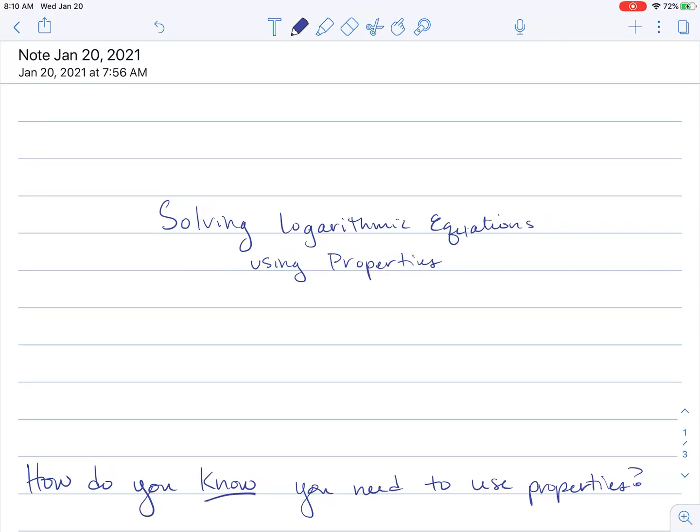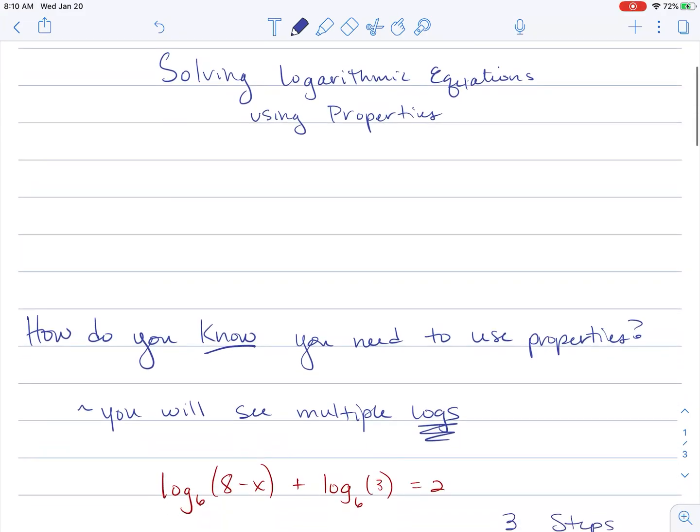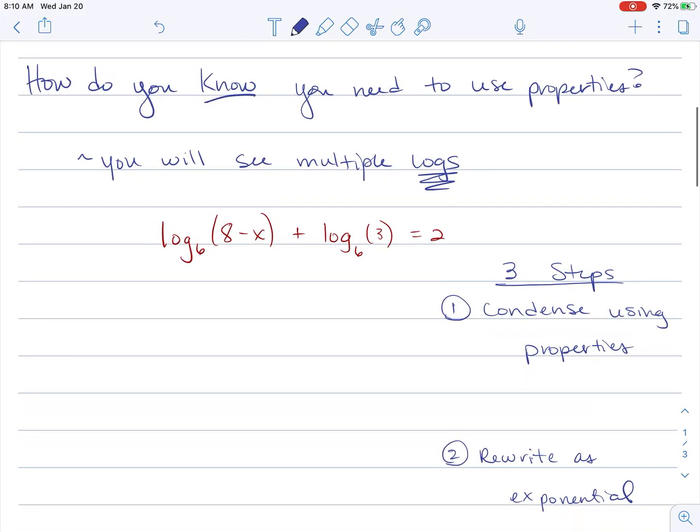The topic of this video is centered around solving logarithmic equations when you have to use properties. So I'm assuming the top question that you'd be asking yourself is, how do you know you need to use properties? And the answer is, you will see multiple logs on one side of the equation. So in this case, if you look here, you can see that there are two logs on this side. Because there are two logs, we need to use properties to solve this.